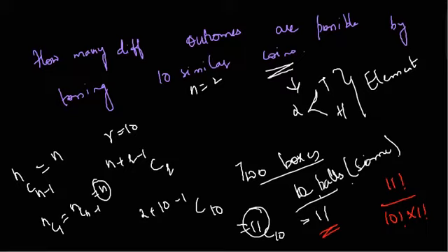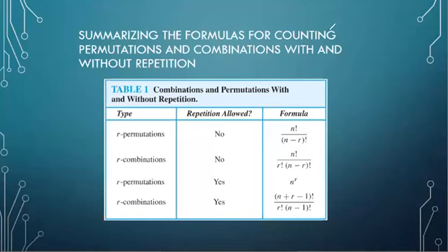So this is combination with repetition. This table summarizes the formulas for counting permutations and combinations with and without repetition. Whenever we are talking about permutations, when repetition is not allowed, the formula is the simple nPr, which is written as n factorial by n minus r factorial.